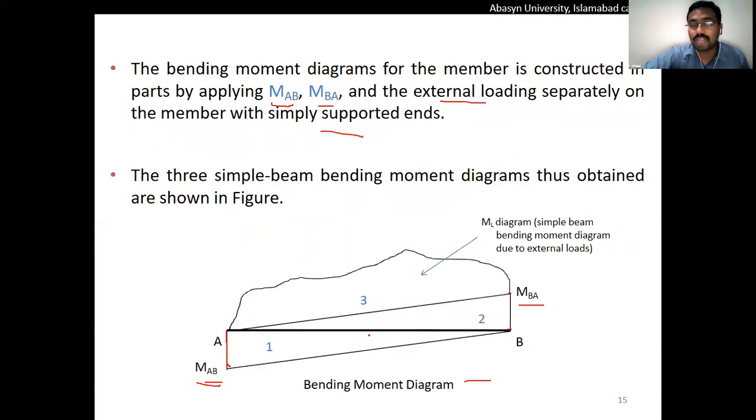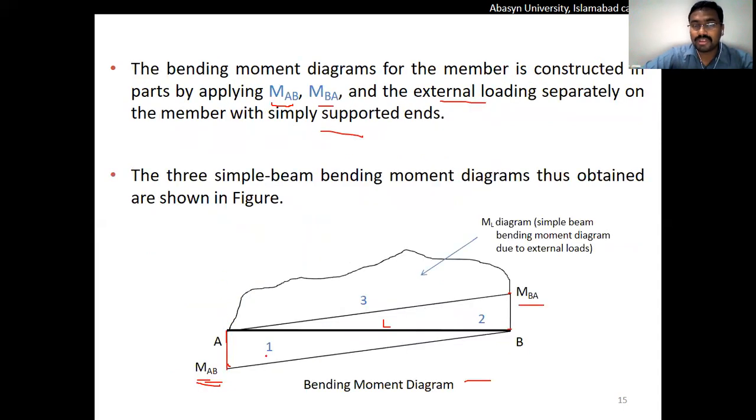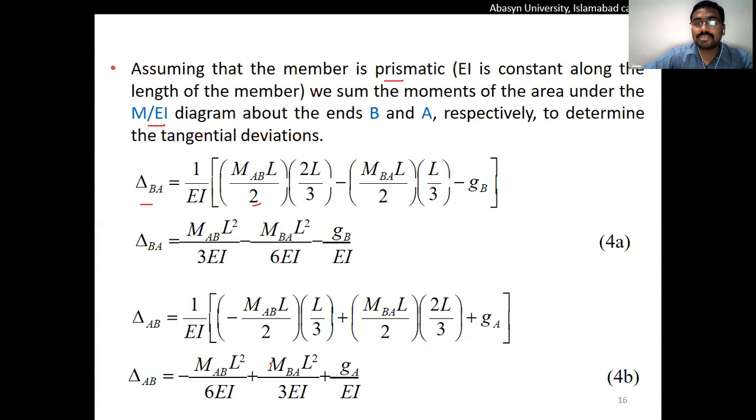We have the total length of the member as the base, and the height is MAB. So it will be half MAB into L, multiplied by the centroid. The centroid of the bending moment diagram lies at 2 by 3. If we are measuring from here, the centroid lies here. So we multiply by 2 by 3 into the length of the member.